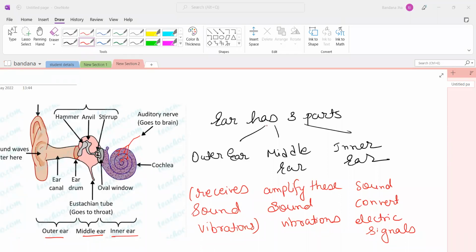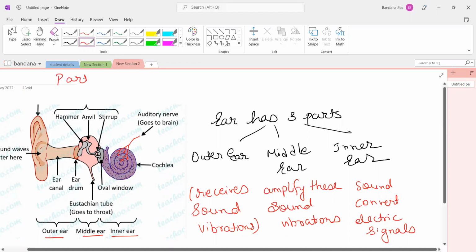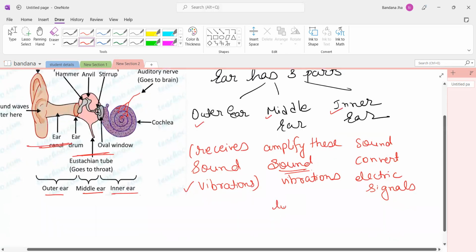Okay, so parts of the ear is my topic. The ear has three parts: the outer ear, the middle ear, and the inner ear. So, what does the outer ear do? The outer ear receives sound vibrations, whereas the middle ear amplifies these sound vibrations. And sound vibrations are in the form of what waves? Longitudinal waves, that we have already discussed, right?